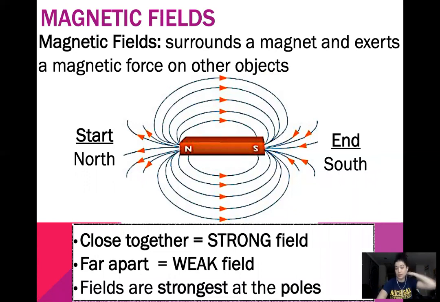Just as with electric fields, the closer our field lines are together, the stronger the field. Farther apart lines mean the field is weaker, and fields will always be strongest at the poles, just like an electric field is strongest really close to the charge, okay?